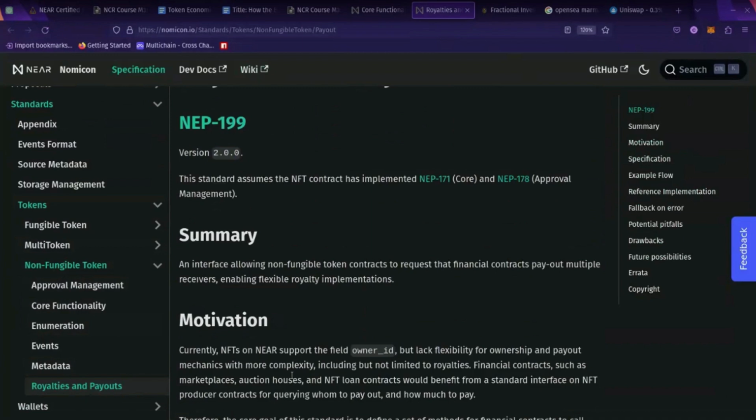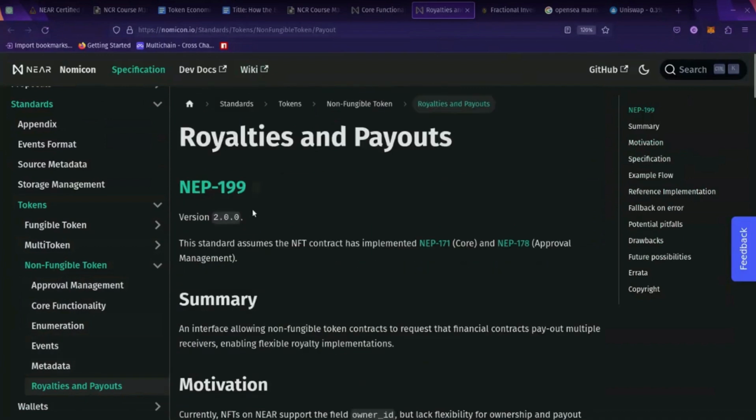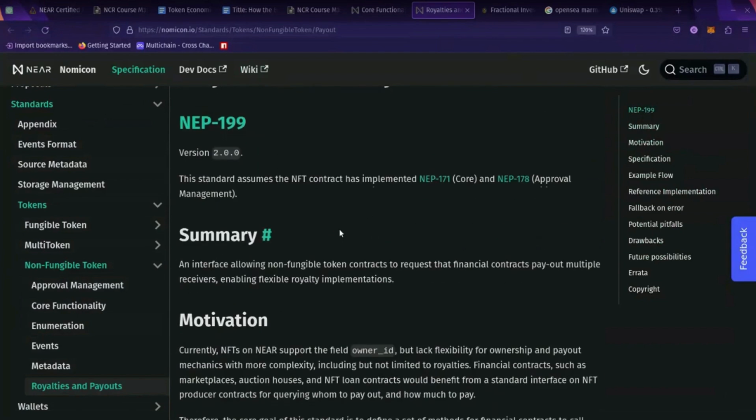But from what I know, at least so far, Near is one of the only blockchains that goes as far as to say we need a standard for this, so that, as we saw with the NFT standard, it allows all these applications to easily integrate with NFTs. The royalty standard and, I guess, payout standard allows for all these applications to easily integrate with royalties. And so whether you go on Paras.id, whether you go on mintbase.xyz, or any other NFT platform on Near, they should have a simple way to add royalties because of this standard.